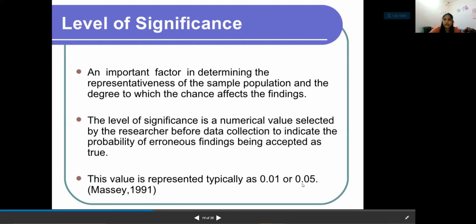Especially for hypothesis testing, we are following this. Here we will find out the level of significance, at the 0.01 level, otherwise the 0.05 level.